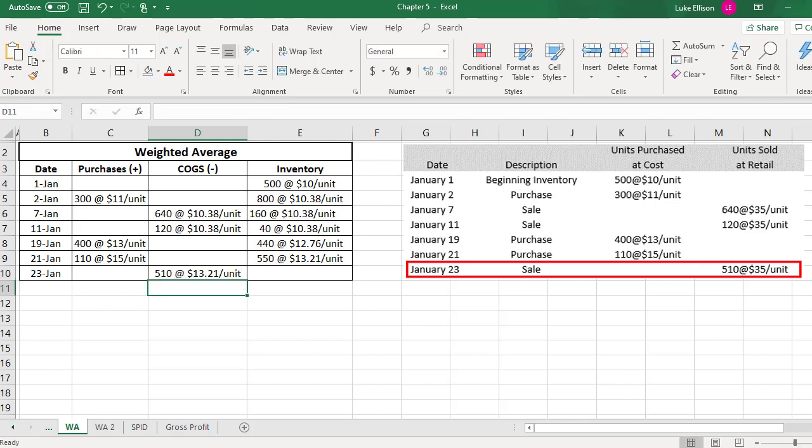Now we need to calculate the January 23rd inventory. Since cost of goods sold is minus, we take our previous inventory of 550 units and subtract the 510 that we sold, leaving us with 40 units at $13.21 per unit in ending inventory.